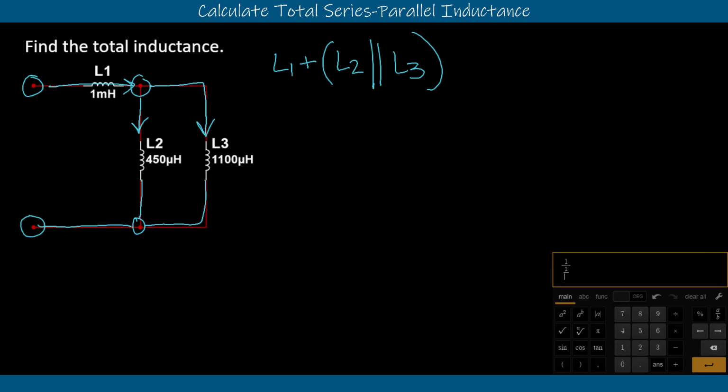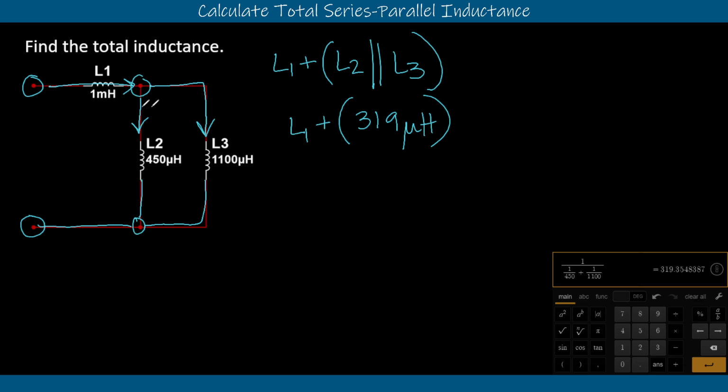We'll say 1 over, 1 over L2, which is 450, added to 1 over 1100. That's in microhenry value. So now in our LT equation, we can say that we have L1 in series with this value that we just got, 319. We'll keep microhenry there, and close that off.